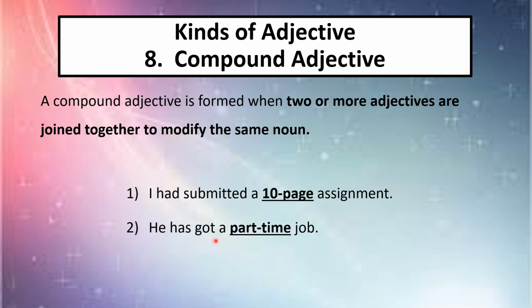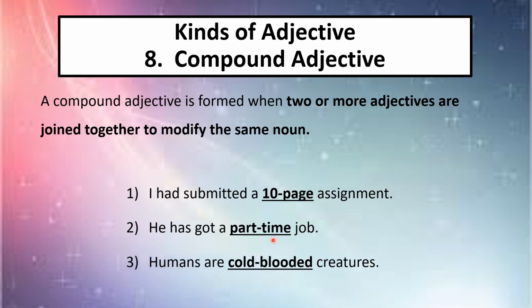He has got a part-time job. Job is noun and part-time is used as adjective. It is a compound adjective because it has two words, part and time. Humans are cold-blooded creatures. Creatures is noun and cold-blooded is used as compound adjective in the sentence.